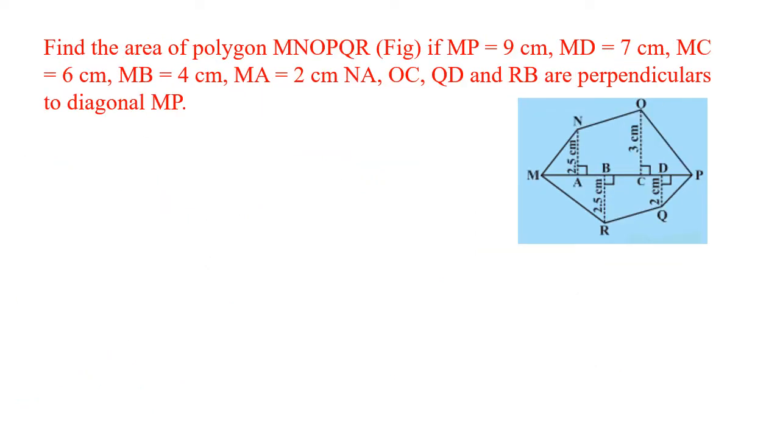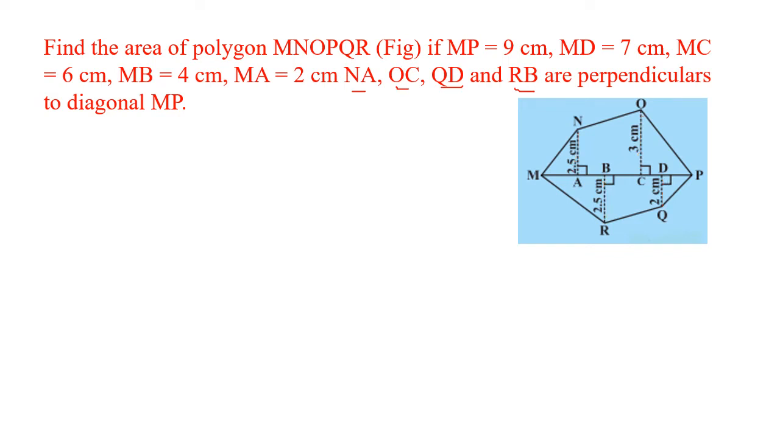Now we have to find the area of the polygon MNOPQR. You can see it is a 6-sided hexagon. The altitudes NA, OC, QD and RB are given in the figure itself. You can see they are given in the figures. AN, QC, BR and DQ are all given in the figures.